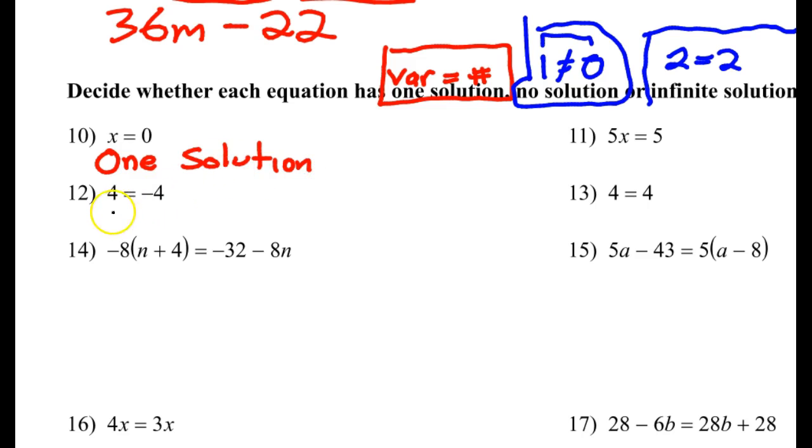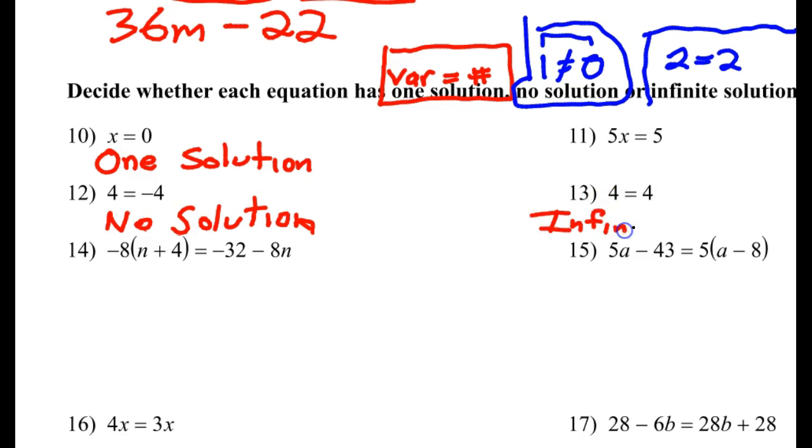What about number 12 right below it? No solution, because two numbers. Oh, you know what? Positive 4 and negative 4? Yeah, they're the same thing. No, they're not. There's no solution to that. And number 13? 4 equals 4, well, obviously.